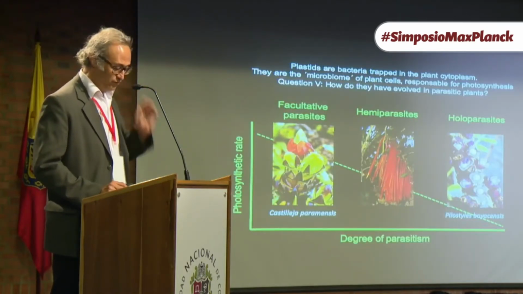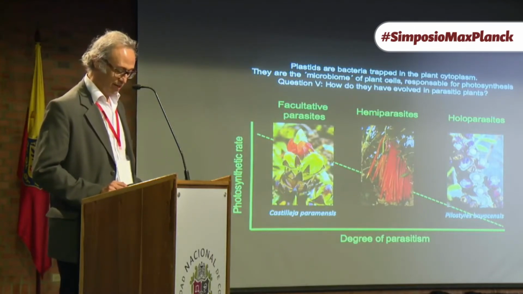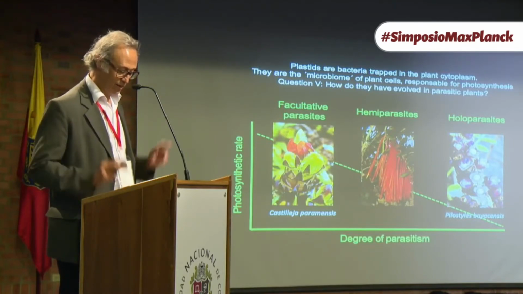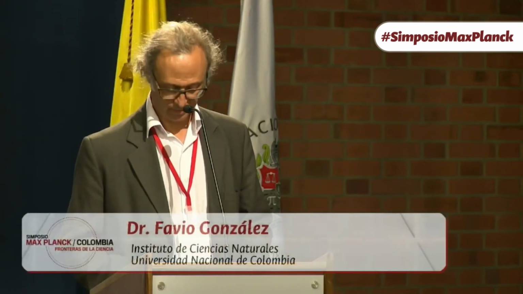Finally, I will finish with the plant parasitism. Our interest in this topic is to examine the evolution of the plastids. That is, bacteria evolutionarily trapped since a long time ago in the plant cytoplasm. Thus, they are the microbiomes of the plant cells, which are, by the way, responsible, among other things, for the production of oxygen on Earth.